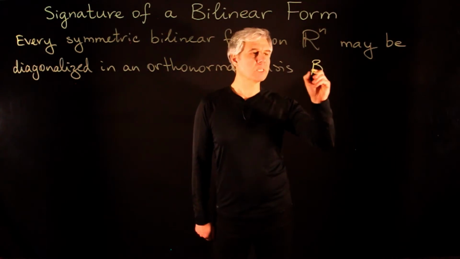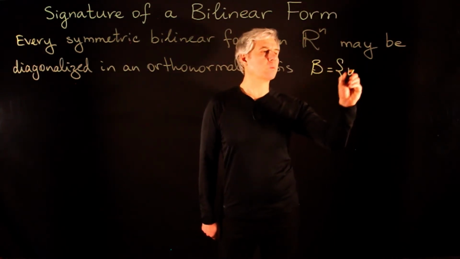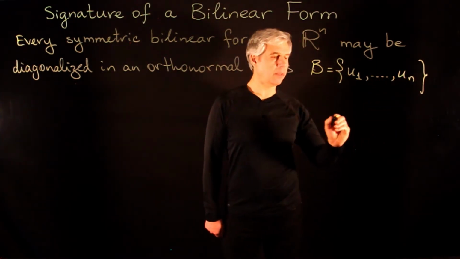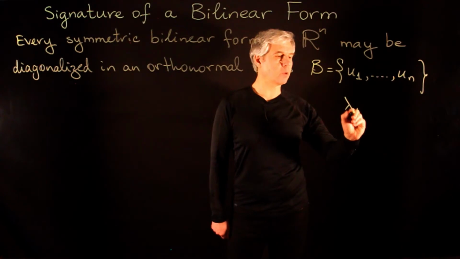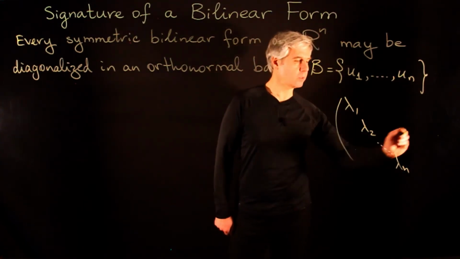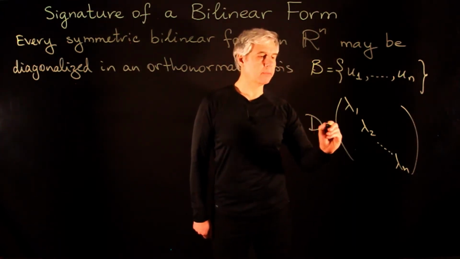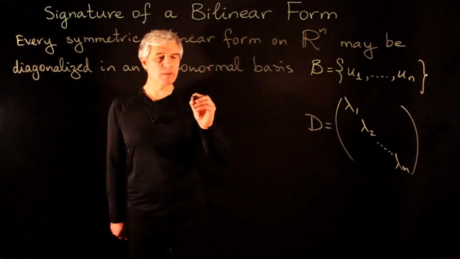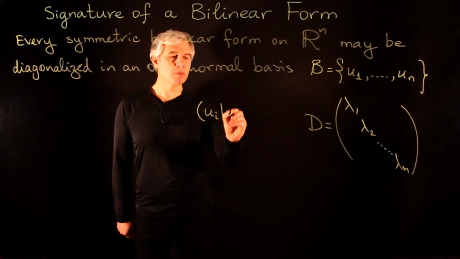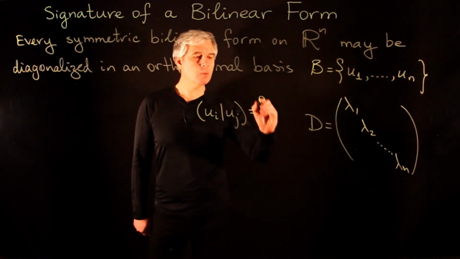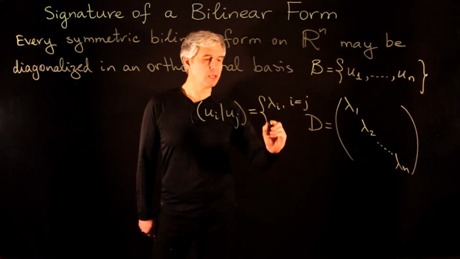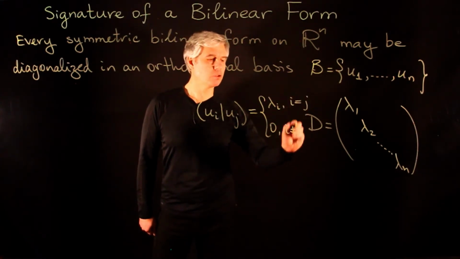This means that there exists an orthonormal basis B, which is U1 through UN, such that the matrix of the bilinear form becomes lambda 1, lambda 2, lambda n. So this becomes a diagonal matrix D, which means that the values of this bilinear form Ui with Uj is equal to lambda i if i is equal to j, and 0 if i is not equal to j.